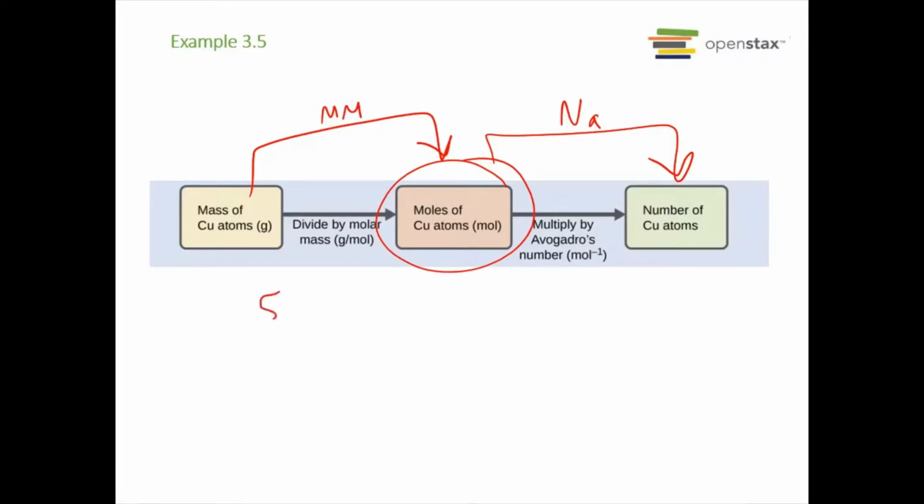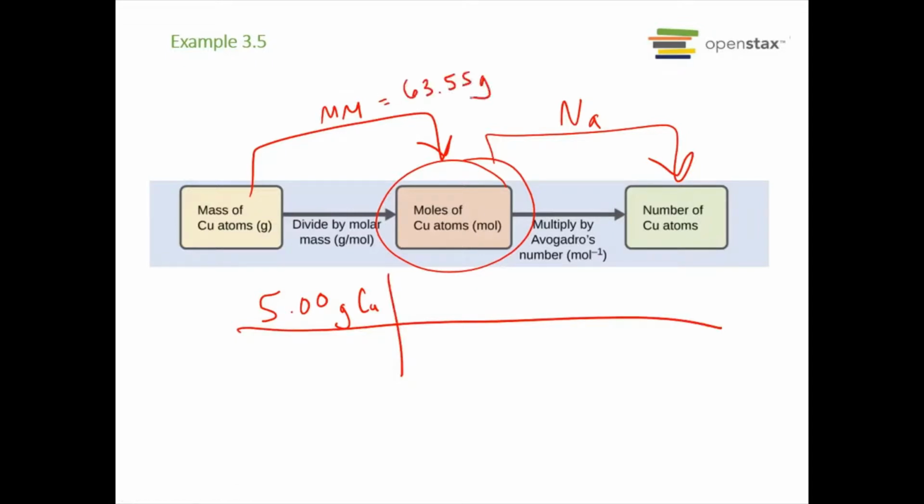So we're told we have 5 grams of copper. And when we look at the periodic table, we see that the molar mass of copper is equal to 63.55 grams per mole. Now we need to get rid of grams, which means we need those on the bottom of our conversion. So we have 63.55 grams on the bottom. On top, we have 1 mole. We see grams of copper cancel out.